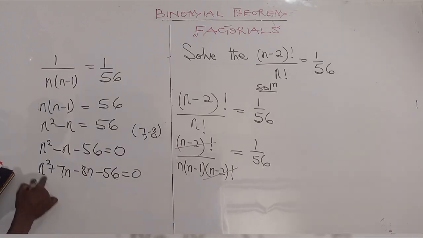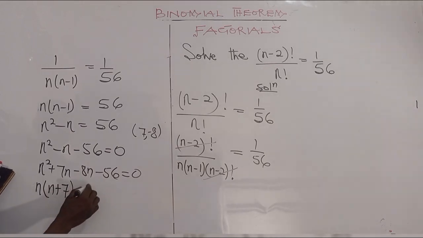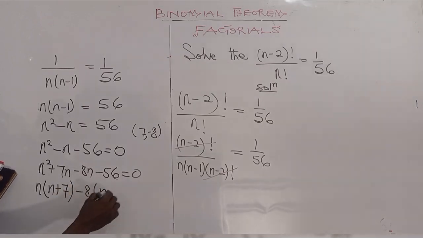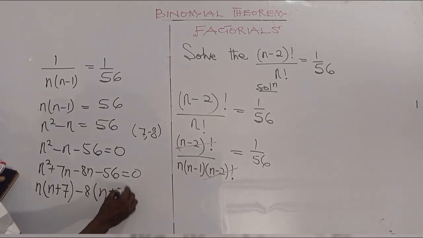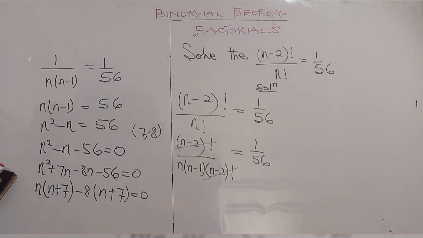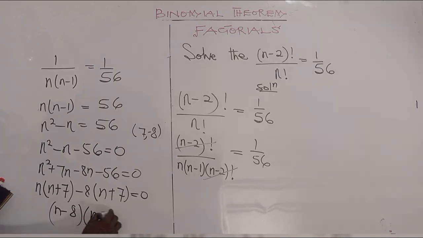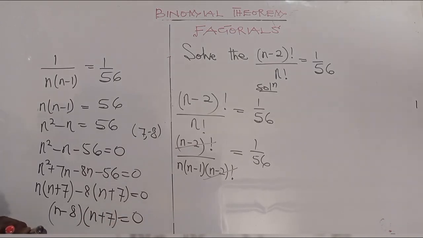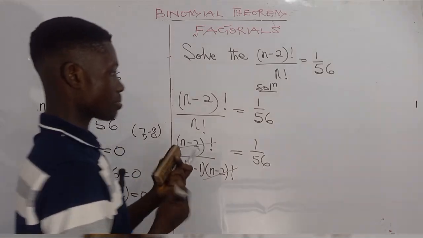Let's do some factorization here. So we have n is out, we are left with n. And then we have plus 7, minus 8 is out, we are left with n. This minus is out, we are left with plus 7, which is equal to 0. Now, since those two brackets are the same, we are just going to pick one, and then we pick those outside the bracket and put them also in a nice bracket. So we are having n minus 8 and then n plus 7, which is equal to 0.